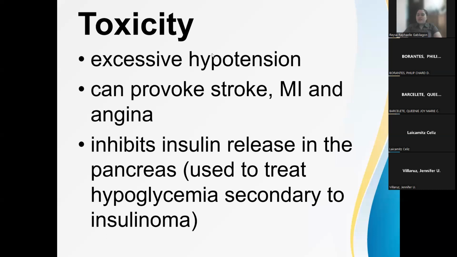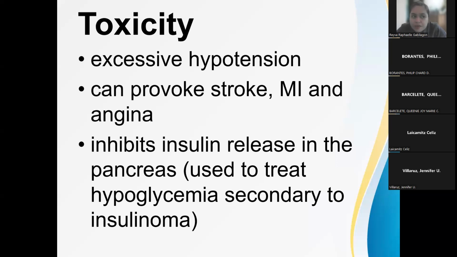And toxicity, of course, most of the time, their toxicities are just extensions of their pharmacologic activity. If you overdose, you will really suffer from hypotension. And this can provoke stroke, myocardial infarction, and angina. That is due to the body's reaction to the sudden drop in the blood pressure. It will increase the heart rate, remember? And that can trigger myocardial infarction, stroke, and even angina.